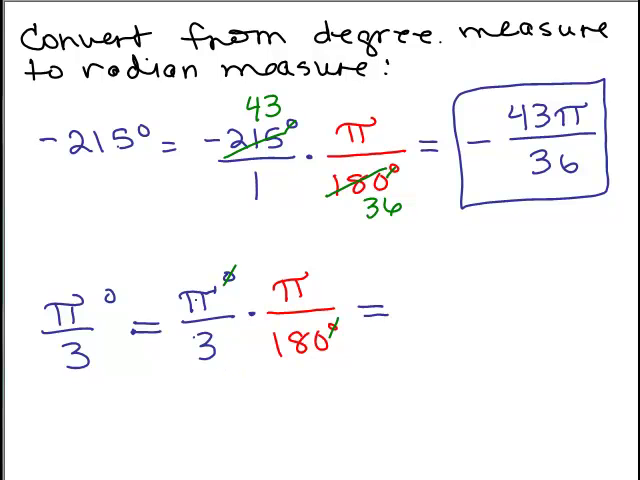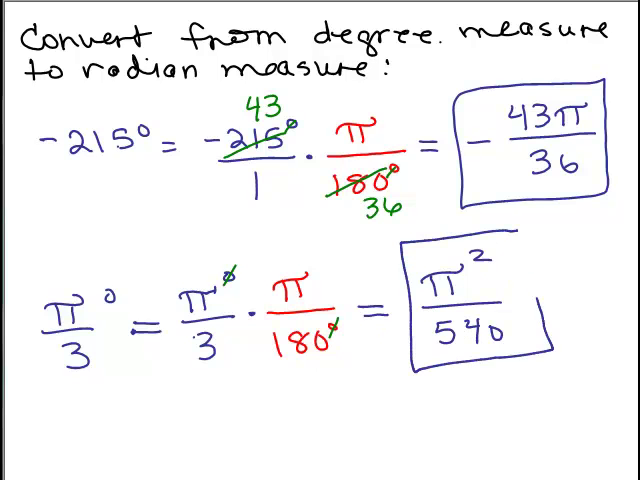And what do you have? Pi times pi. That is a number. Pi times pi is pi squared. And then we have 3 times 180. That's 540. So that is the exact answer. Now, if you wanted to know approximately what that was, you could take your calculator and do pi squared. I'm going to do that. So I'm going to go pi times pi and then divide by 540.